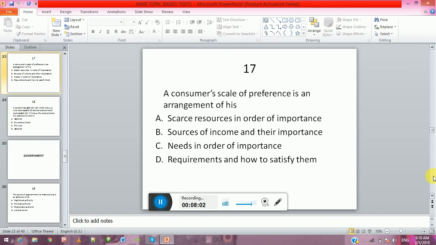A consumer scale of preference is an arrangement of his A. Scarce resources in order of importance, B. Sources of income in their importance, C. Needs in the order of importance, D. Requirements and how to satisfy them.